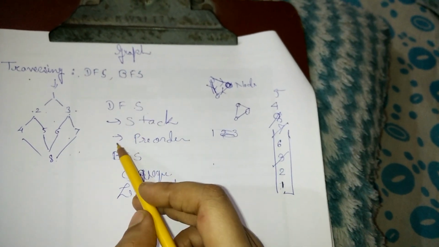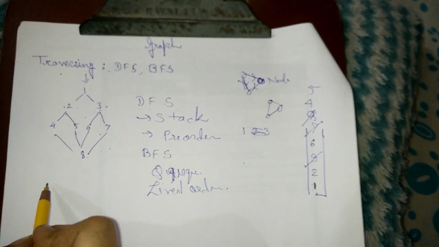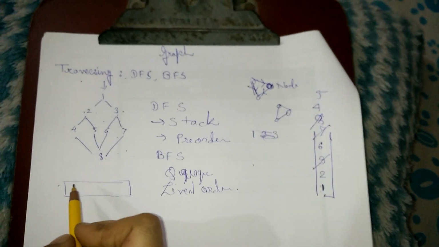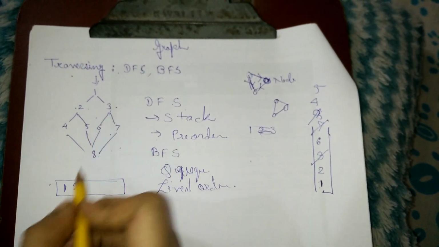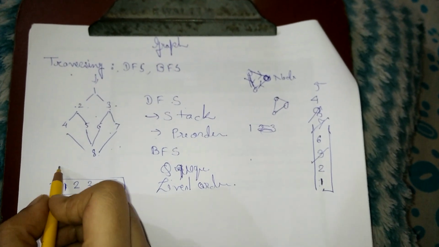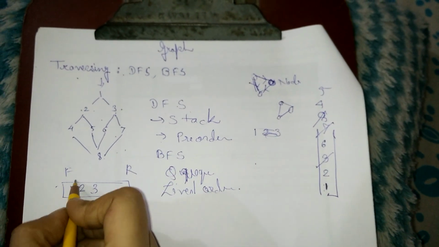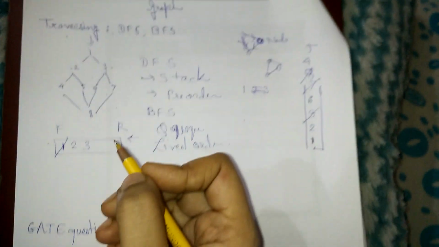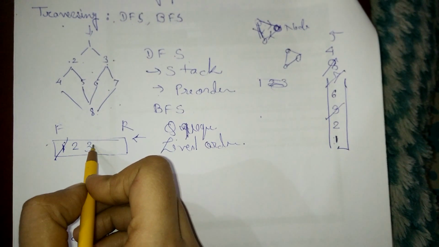depth first search. Next we have to see what happens in breadth first search. In breadth first search we have a queue. So in breadth first search, first we visit 1, and the neighbors of 1, that is 2 and 3, will be inserted. In a queue we have a front end and a rear end. From the front end we will remove the element, and from the rear end we will append the element. So when I remove 1, the neighbors 2 and 3 will be inserted.